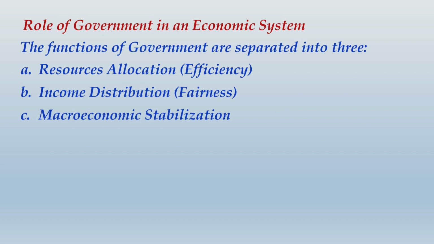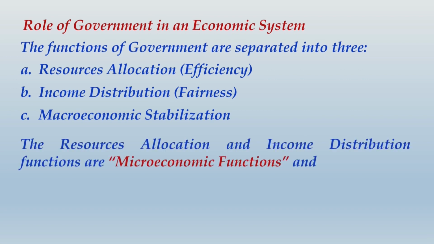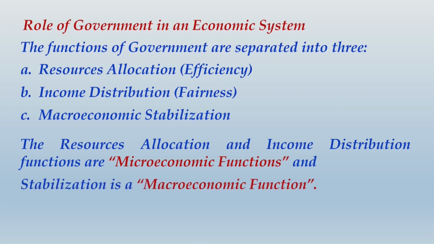If you observe, points A and B, that is resource allocation and income distribution, are more of microeconomic aspects, whereas point C, that is stabilization, is basically macroeconomic stabilization. You may write this line as well: the resource allocation and income distribution functions are microeconomic functions and stabilization is a macroeconomic function. So write up these things and then I take you ahead.